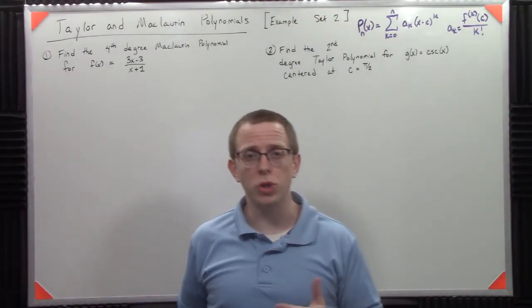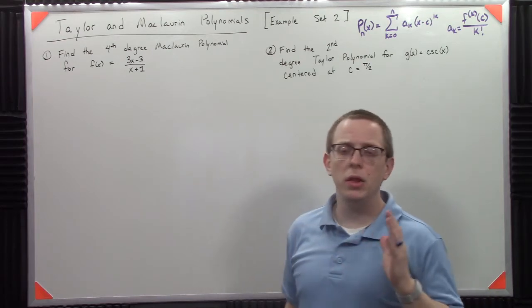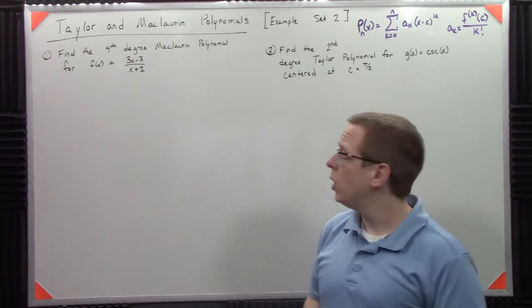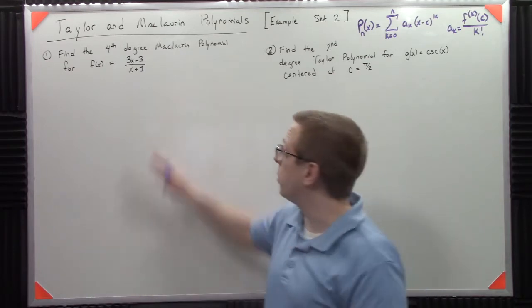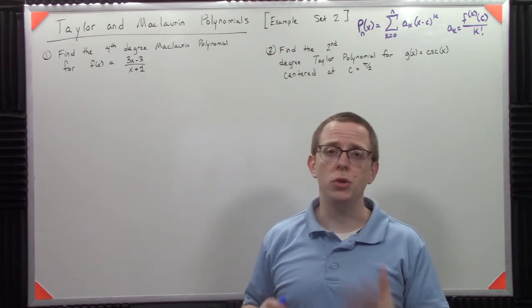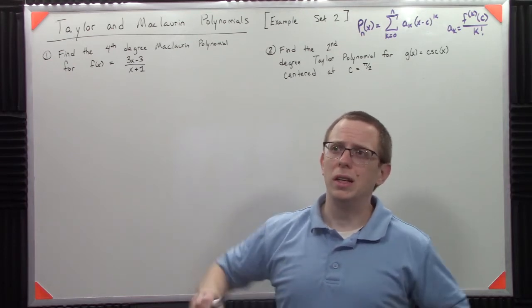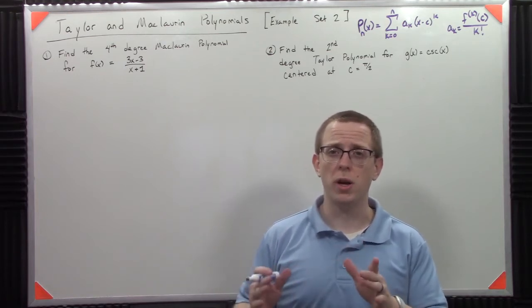Now we're going to do some more challenging problems than the previous example set, but the fundamental principle is the same. In this case, we want to find a fourth degree Maclaurin polynomial for this function. Now that function is kind of gross, so what I'd like to do is do long division on it, or, I mean, you can do long division.